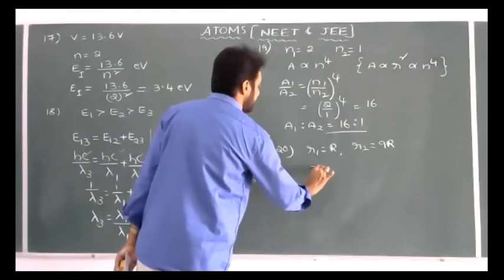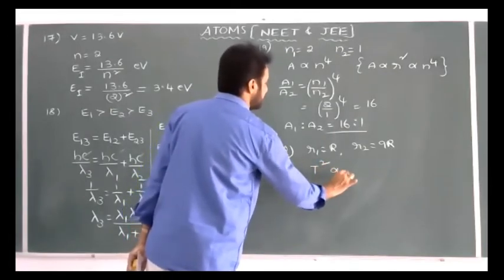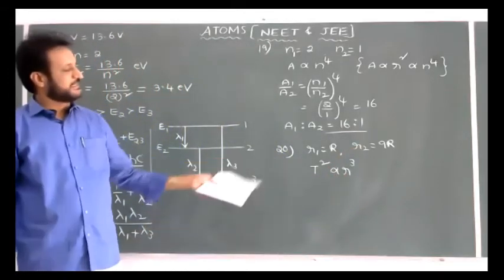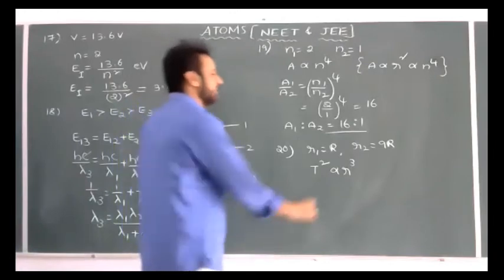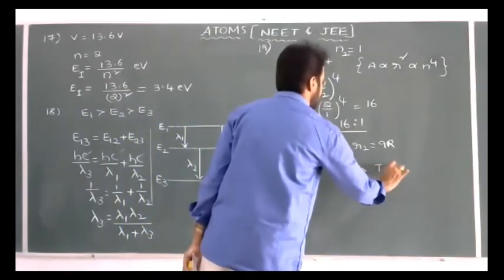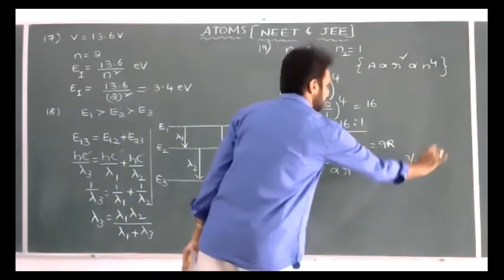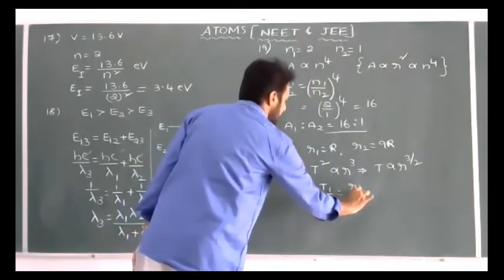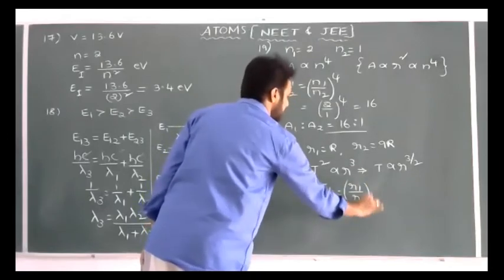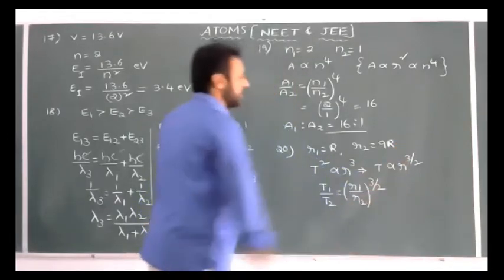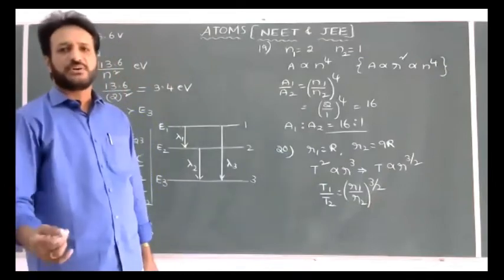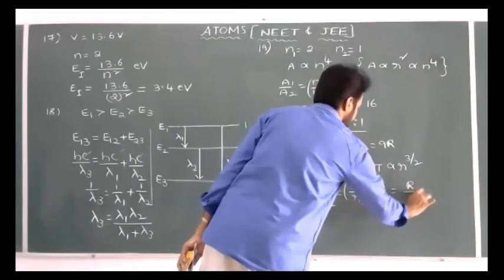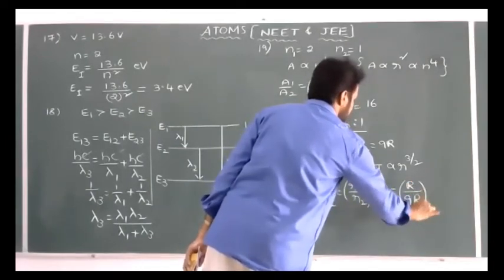Generally, according to Kepler's law, the time period can be written as T square proportional to r cube. The formula is there. So time is related to the radius of the circular orbit, or we can write T proportional to r power 3 by 2. Now take care, T1 by T2 is equal to r1 by r2 whole to the power of 3 by 2. Now r1 is equal to r and r2 is equal to 9r, as given. Substitute here. That is equal to r by 9r whole to the power of 3 by 2.